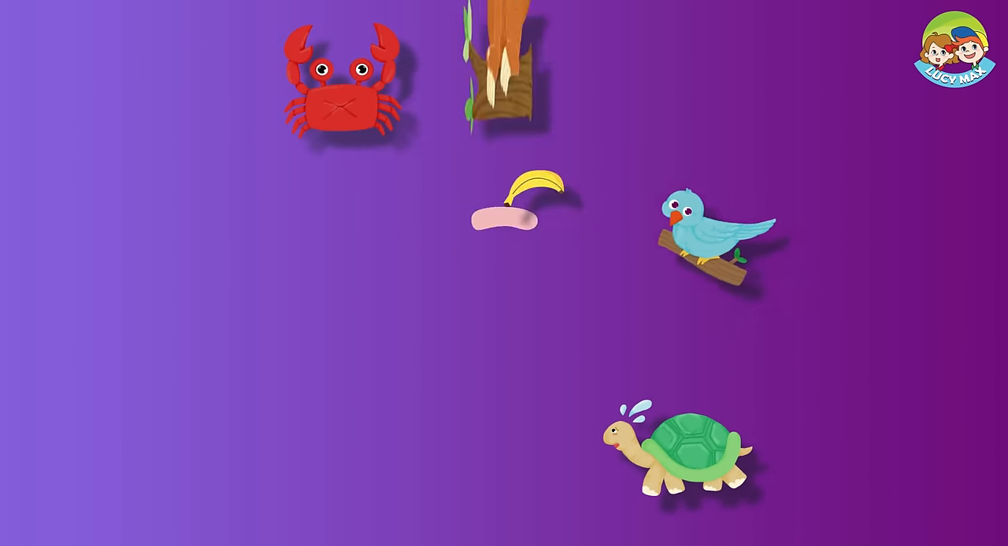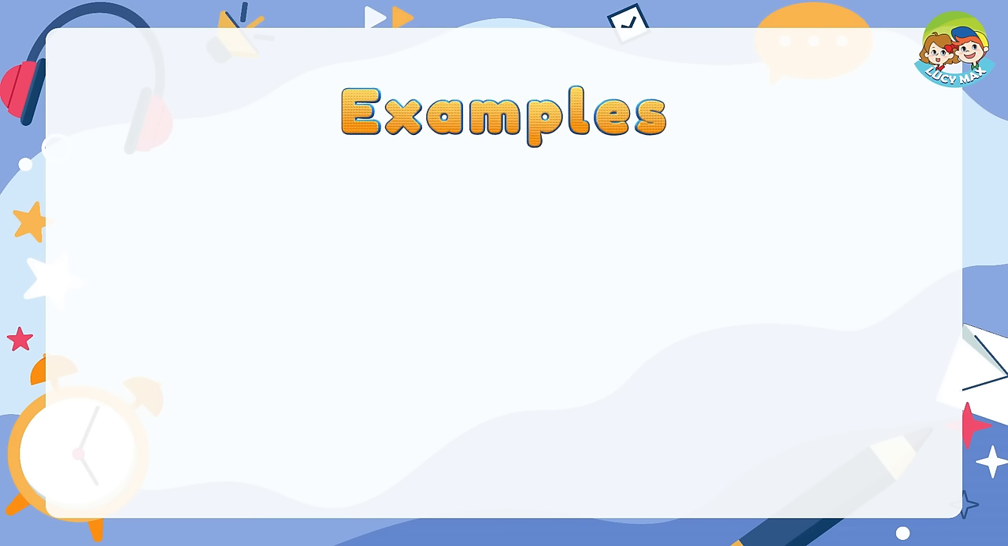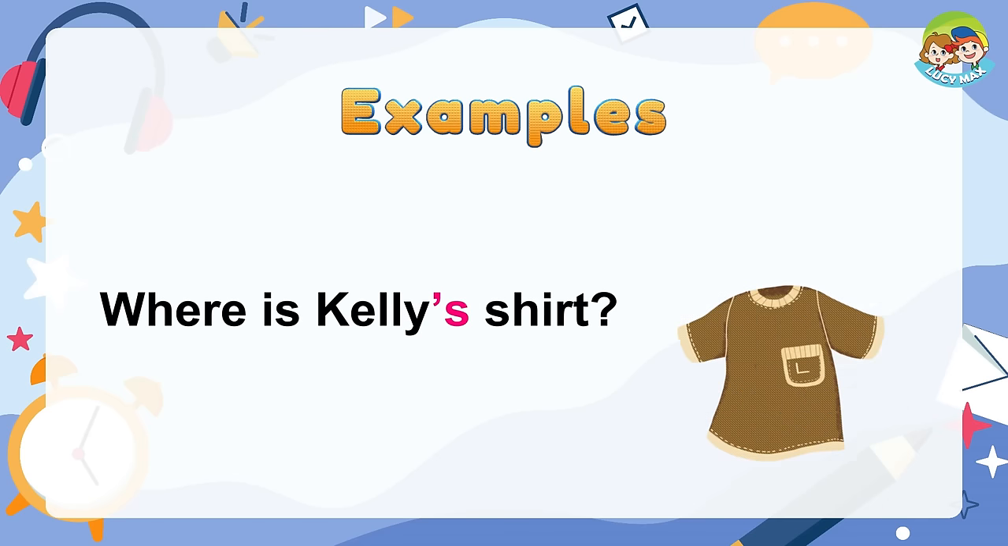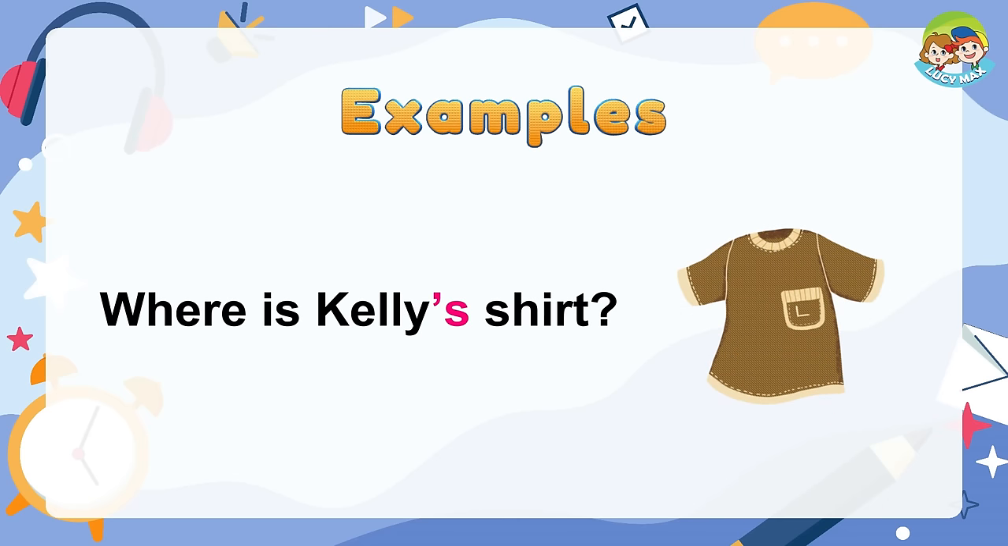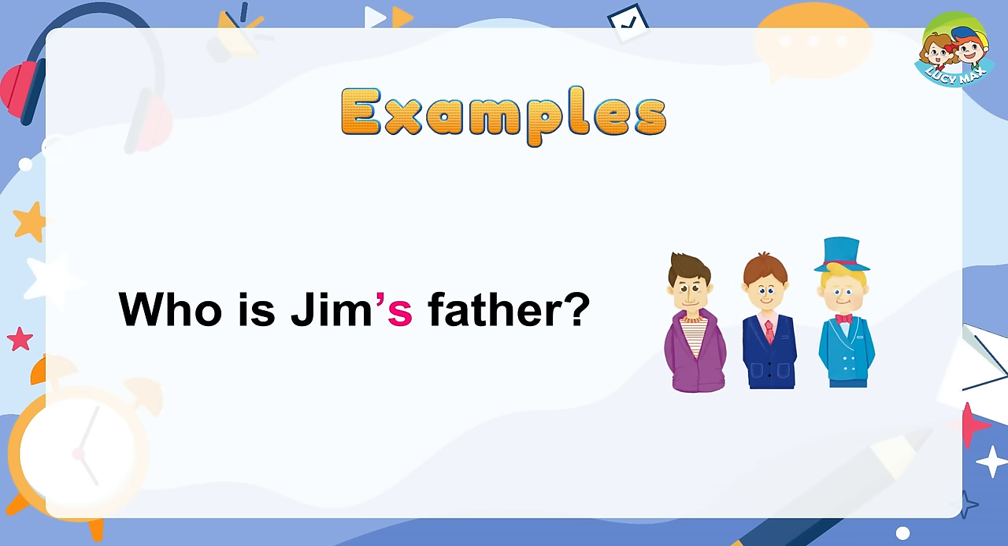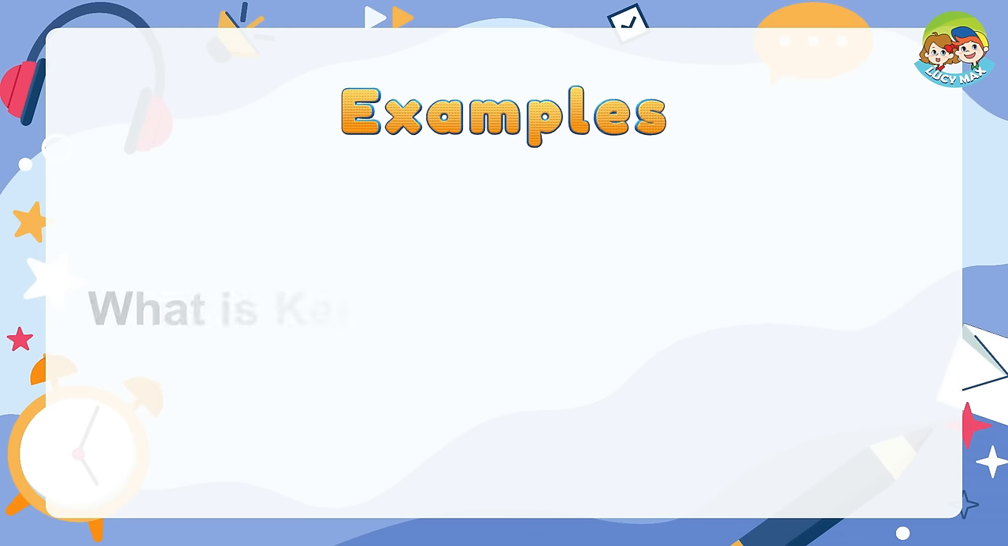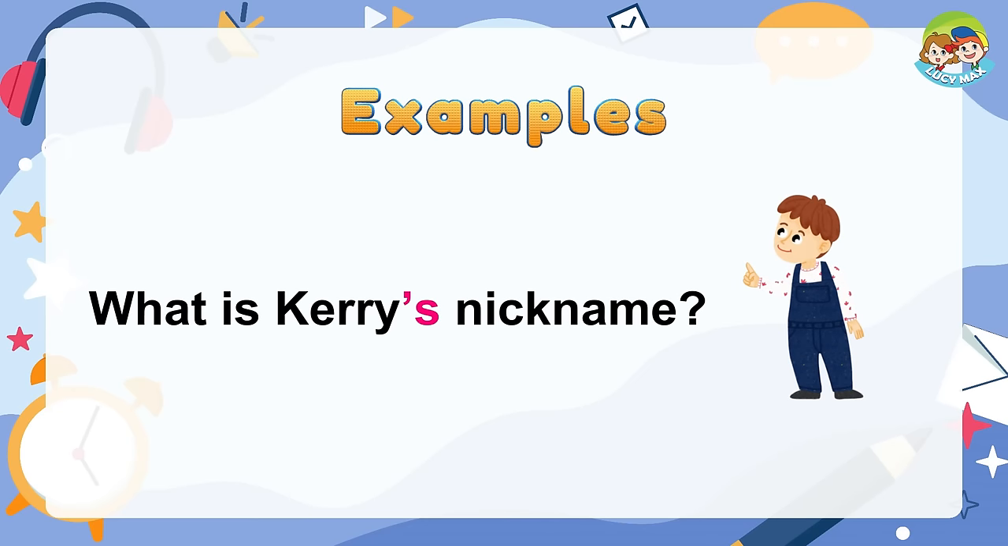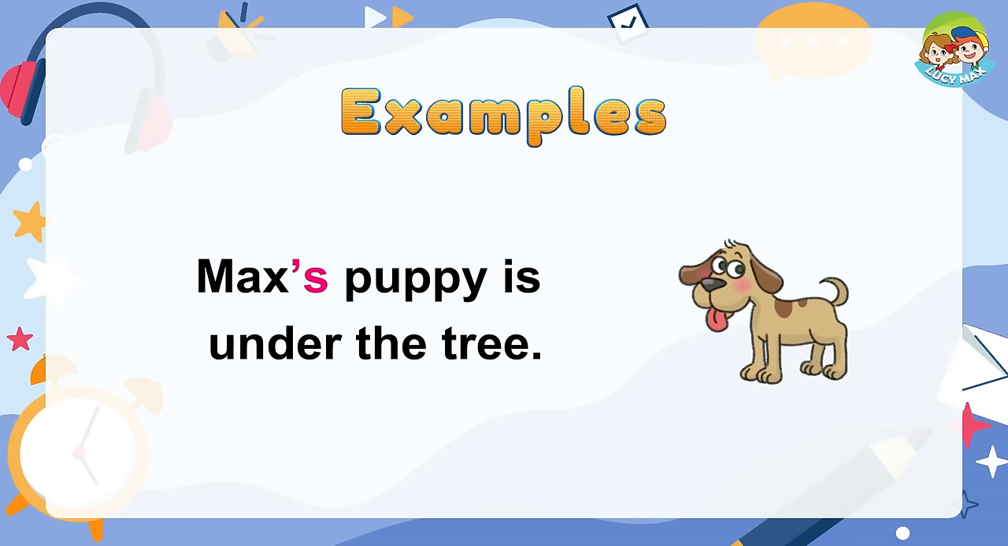Examples. Now let's look at some examples. Where is Kelly's shirt? Kelly's is the possessive adjective. Shirt is the noun. Who is Jim's father? Jim, apostrophe S, is the possessive adjective. What is Carrie's nickname? Max's puppy is under the tree.